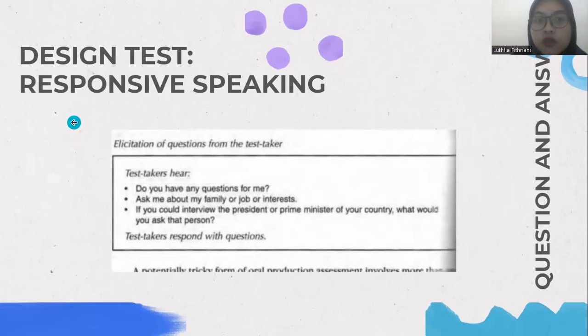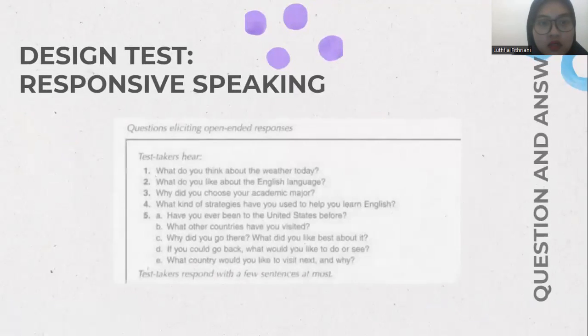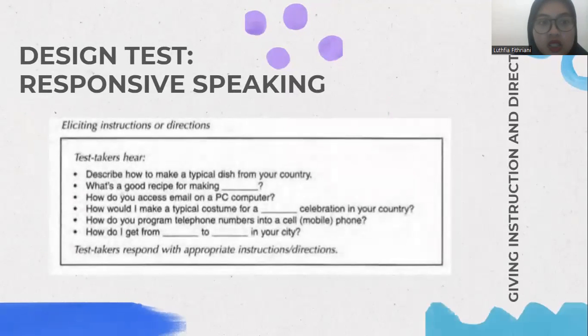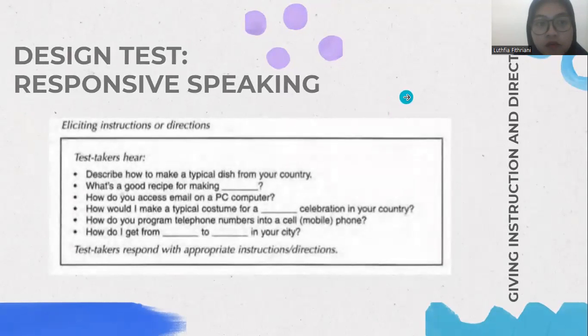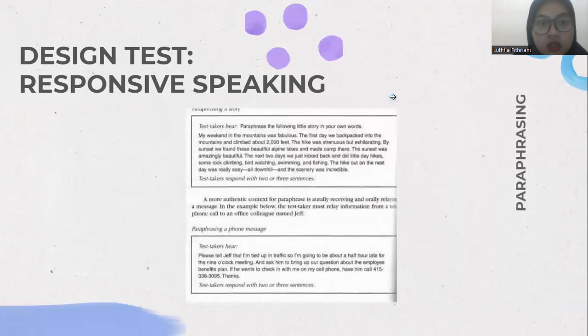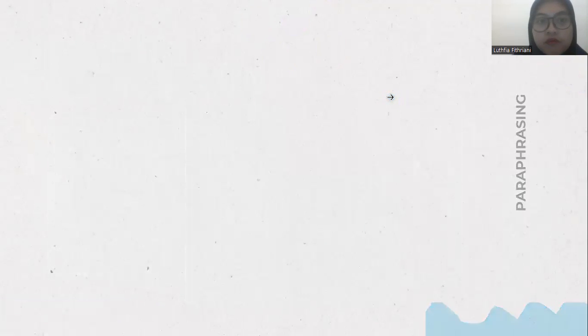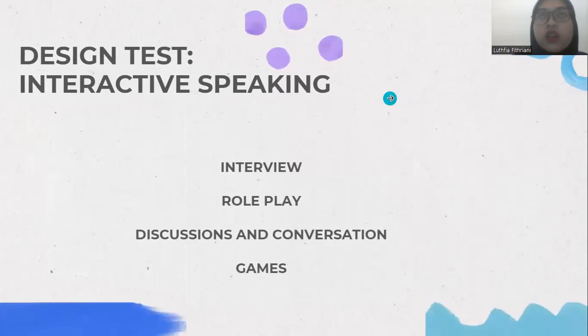In testing the students' responsive speaking, we can use elicitation of question from the test taker, question eliciting open-ended responses, eliciting instruction or direction, paraphrasing a story, paraphrasing a phone message. That's all the example of responsive speaking, the task for responsive speaking.